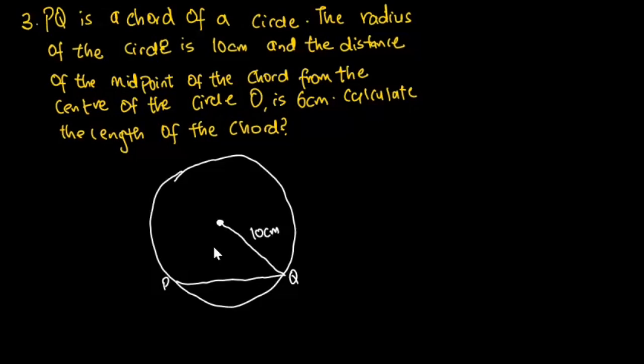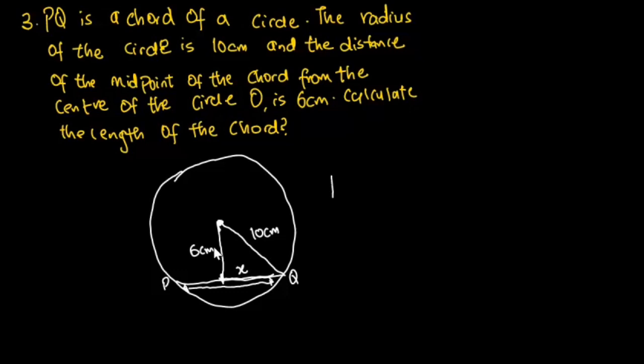So let's take this down, 10 cm. And the distance of the midpoint of the chord, so let's say this is a midpoint of the chord, from this center, that's from the midpoint to the center, is 6 centimeter. So this is 6 centimeter. The question says calculate the length of this chord. So you are looking for the distance from here down to here, but we can only get this part first. Let's say x, that's this part first. So we are going to get x first.